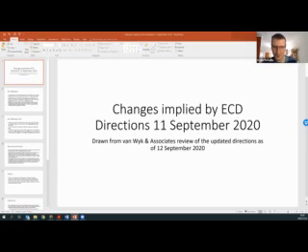Folks, I just want to make sure that my screen is being shown. I can't actually see what you guys can see. What is currently showing up on your screen?